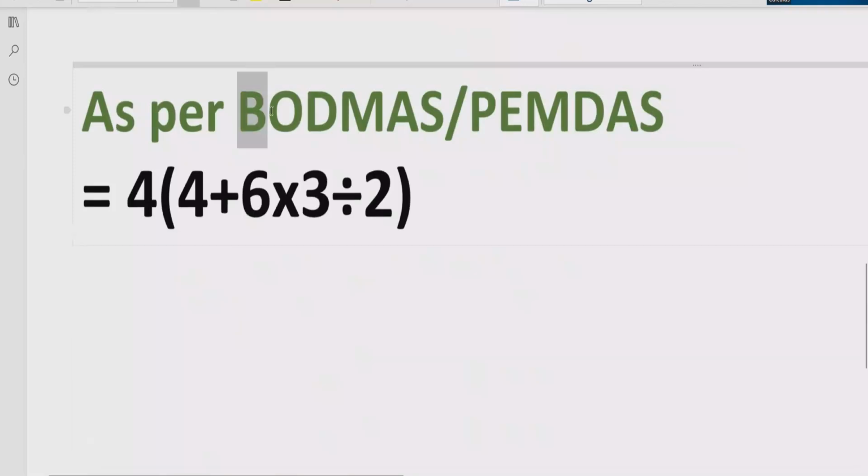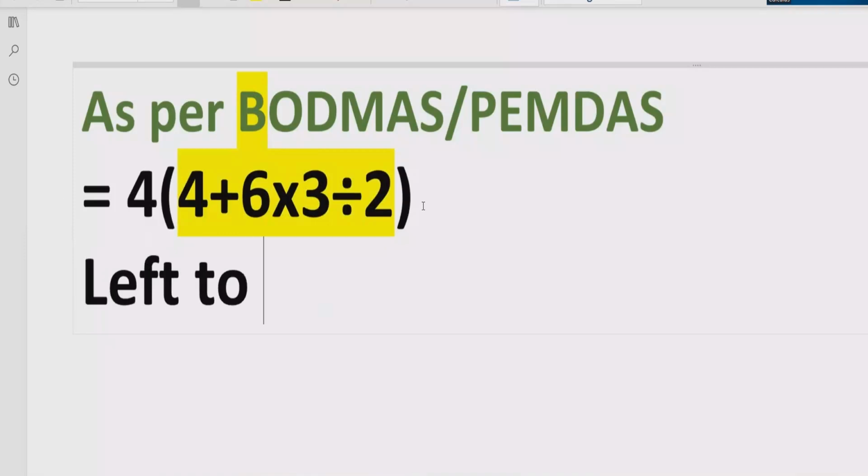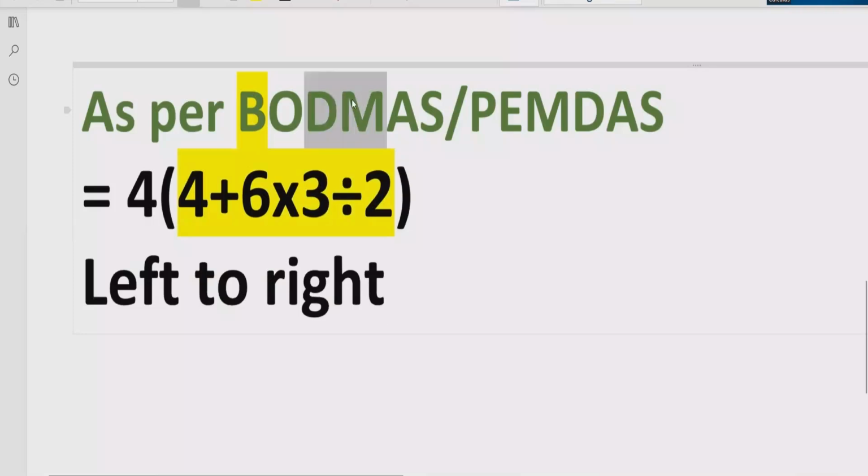According to the BODMAS and PEMDAS rule, first of all, we have to solve all brackets. So here we have to solve this part first. Now we will write 4 as it is, and in our bracket we have the expression which contains the plus, multiplication and division. So first of all we have to decide which part we will solve first. In this expression we will go left to right inside the bracket and find out first division and multiplication, because we do not have any bracket inside the bracket and also we do not have any exponent power.